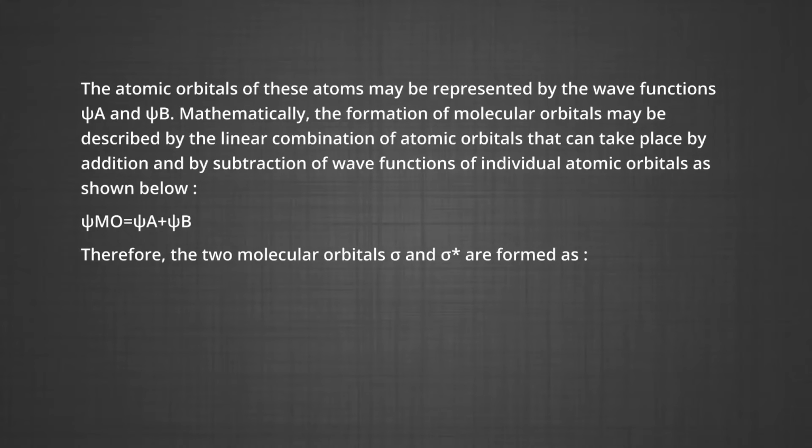Therefore, the two molecular orbitals sigma and sigma star, that is sigma antibonding, where the star depicts the antibonding, are formed as follows. Sigma equals psi A plus psi B. Sigma bonding orbitals are formed by constructive overlap between atomic orbitals. Sigma antibonding equals psi A minus psi B. Sigma antibonding orbitals are formed by destructive overlap between atomic orbitals.